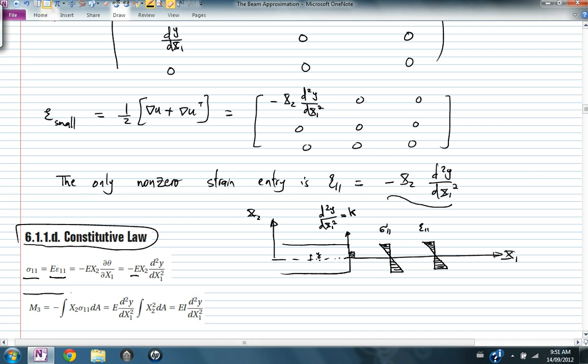We have already written M3 as a function of sigma 11. So if we now put sigma 11 inside that integral, we can calculate the moment on this cross-section area. And doing a little bit of integration, you end up with the famous formula that the moment is equal to EI multiplied by the second derivative d2y by dx1 squared, where this I came from the integral of x2 squared dA, which is the moment of inertia.